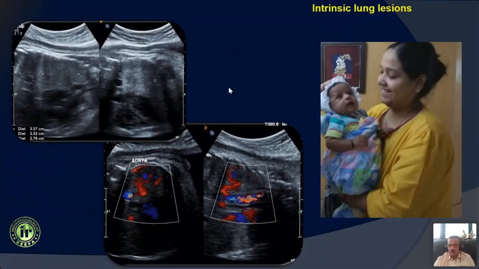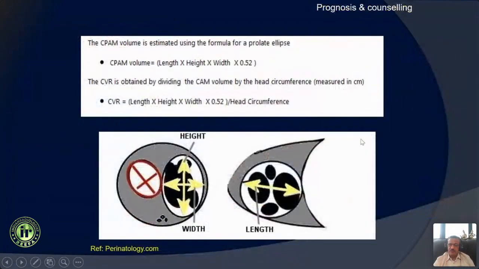Subsequently, it went on reducing in size, and in the third trimester it totally disappeared. The child was born. We did a CT scan after that, and there was no lesion. The child was asymptomatic and therefore left alone. And this child very often comes to us on his birthday.